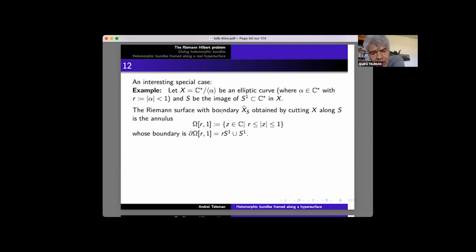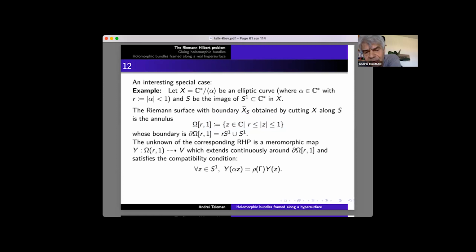What happens if I cut this Riemann surface along the circle S? I obtain an annulus, namely the set of complex numbers of modulus between R and 1, where R is the modulus of alpha, and the boundary is a union of two circles. And then you see we come to a version of the Riemann-Hilbert problem that is completely new.